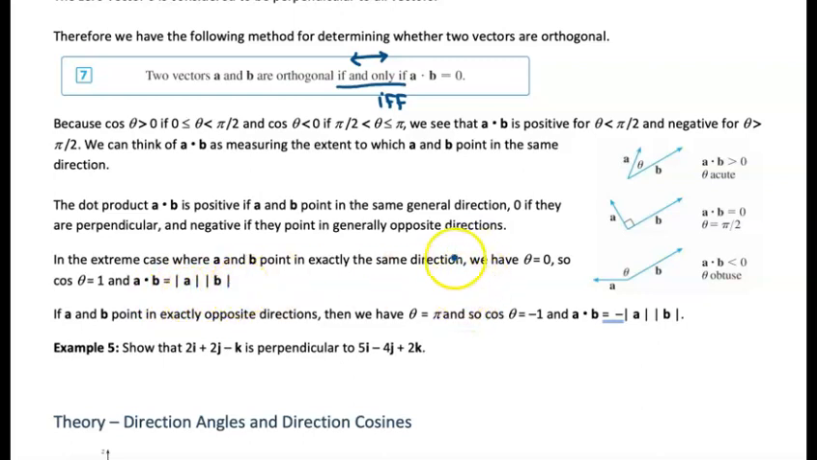All right, so let's do one more example of this. We want to show that 2i plus 2j minus k is perpendicular to 5i minus 4j plus 2k. Well, two vectors are orthogonal or perpendicular if and only if the dot product is 0. Meaning that let's take the dot product of these two vectors, see if it's 0. That will help us determine whether or not they are perpendicular.